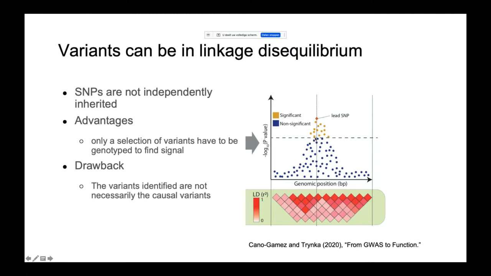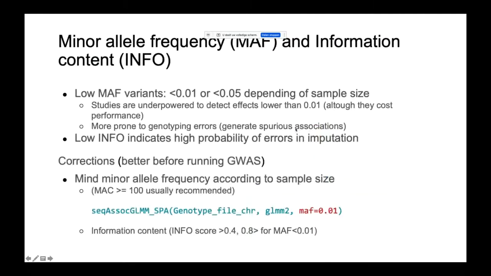And this is an important concept to consider when processing summary statistics, since variants might be tagging the same signal. So for quality control of your summary statistics, you want to exclude variants with a too low minor allele frequency, with a too low minor allele count, and with an information score that is too low.